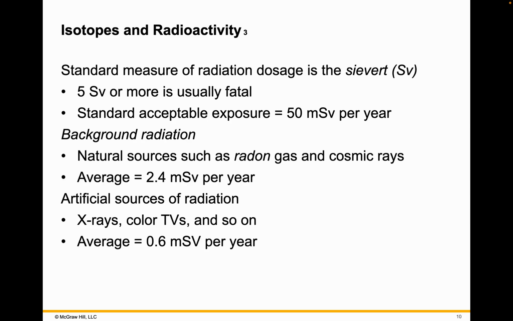The standard measurement for radiation dosage is the sievert. More than 5 sieverts is usually fatal. Standard acceptable exposure is 50 millisieverts per year. That exposure comes from background radiation. There are natural sources, radon gas, cosmic rays, and we average about 2.4 millisieverts per year. Artificial sources are also out there, X-rays, color TVs, and so on, and that would account for about 0.6 millisieverts per year.